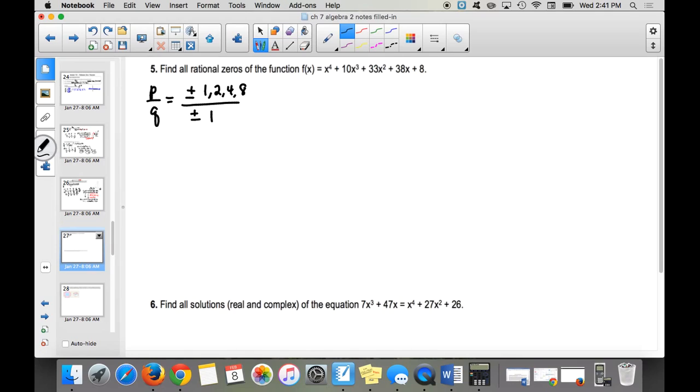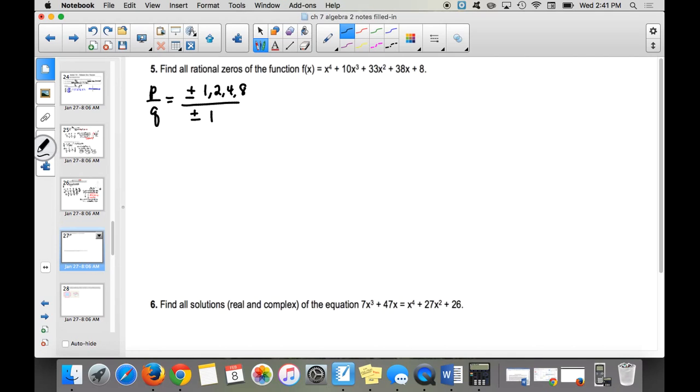And you can try different things. If I plug in 1, am I going to get 0 out? 1 plus 10 plus 33 plus 38 plus 8. No, because I'm getting bigger and bigger, right? If I plug in 2, what happens? It gets really, really big, right? These are all positive numbers. They have pluses in front of all of them. So if I'm plugging in 2, 4, or 8, or 1, this is going to be a huge number. It's not going to be close to 0.